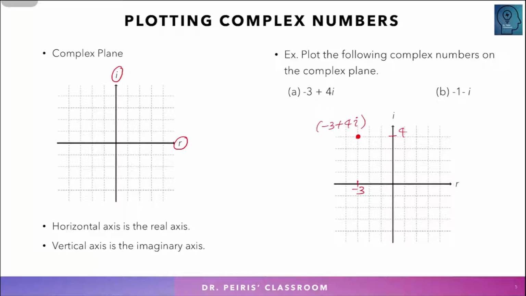Now let's do the second one, -1 minus i. Where is -1? -1 is right here on the real axis. And where is -i? You can rewrite this complex number as -1 minus 1i. If you do that, you see the imaginary part is -1. So -1 is here, which means our complex number is right here at (-1, -1). So this is the complex number -1 minus i. This is how you plot complex numbers.